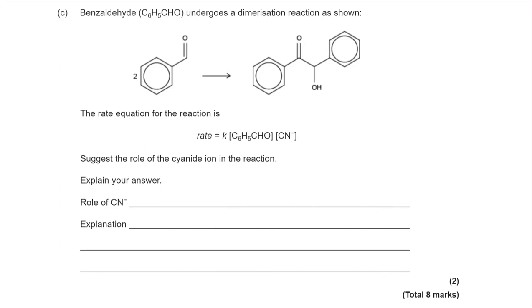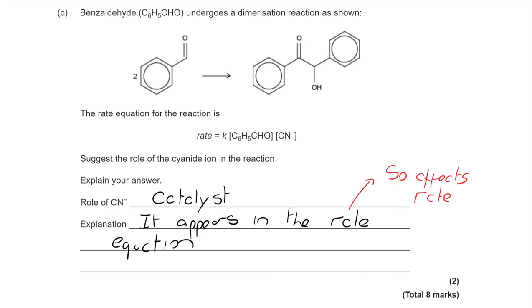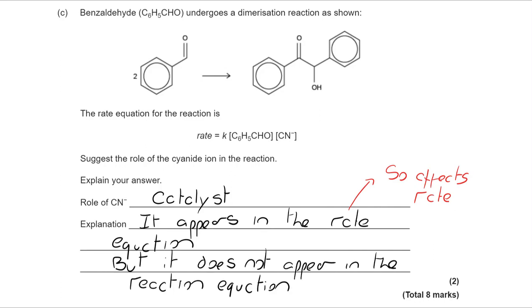So we know that the cyanide has some impact on the rate. We can see it's a part of the rate equation. It's going to speed up the reaction. It's acting as a catalyst. Now, we know, as I say, it appears in the rate equation, so it does affect the rate, but it doesn't appear in the overall equation. That implies it's not used up in the reaction. So, for that reason, it is a catalyst.